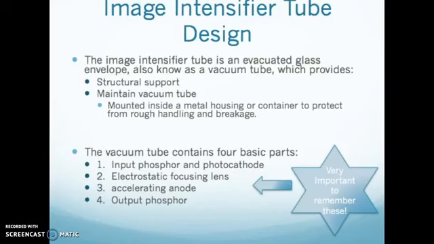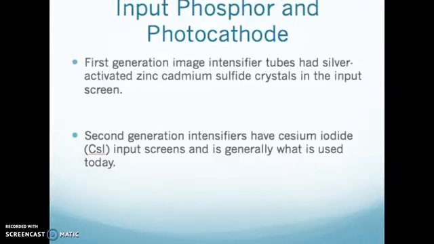The vacuum tube contains four basic parts, and these are what we're going to be studying in this lecture. So number one is the input phosphor and the photocathode. They're two separate things, but they're stuck together, so they consider it just one item. Number two is the electrostatic focusing lenses. Number three is your accelerating anode, and number four is your output phosphor.